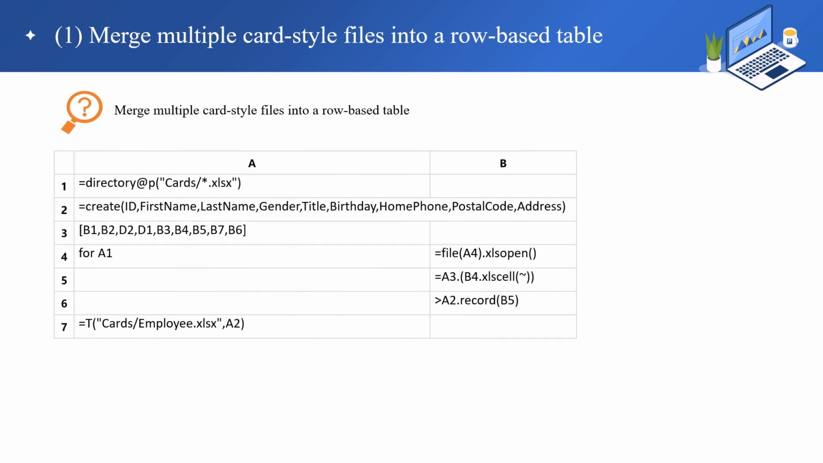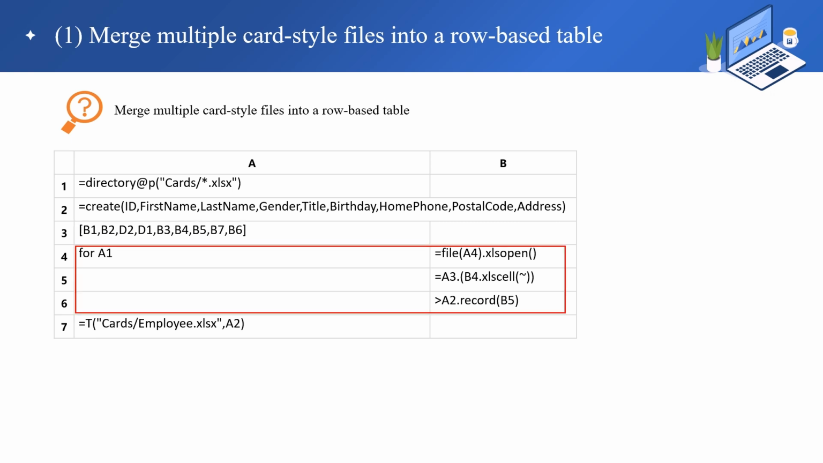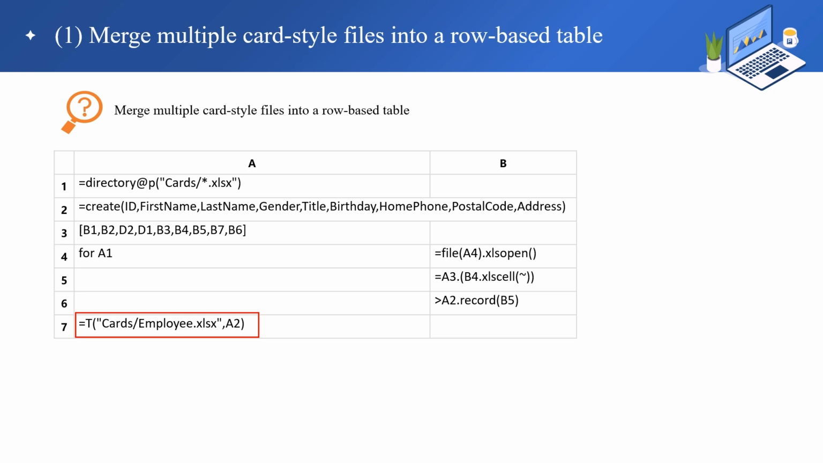Let's write the script. A1, list all files named after a person's name in the cards directory. A2, create a result table sequence with the field names being the information to be extracted from the card. A3, list the cell names in the card style files to be read. A4 to B6, loop through the files in A1, read the data of cells listed in A3 and write them into the table sequence created in A2. When reading the content of a cell, it needs to use xlsopen and xlscell. A7, write the table sequence in A2 to employee.xlsx.